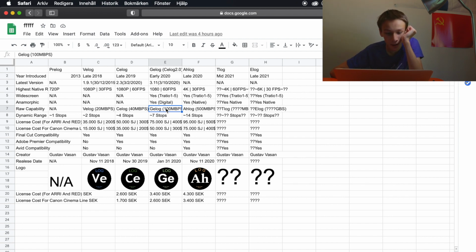For Canon Cinema line, 50,000 Siberian Joan, or $300 US. Airy, 3,400 Swedish krones, or for Canon, 2,600. Okay, and Final Cut support, yes. Adobe Premiere support, yes. Creator was me, of course. These are all my products. Release date, January 31st, 2020.